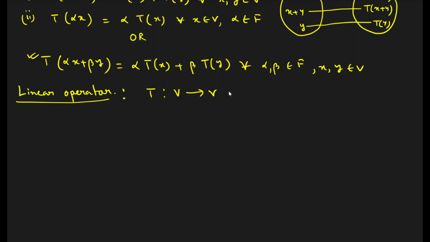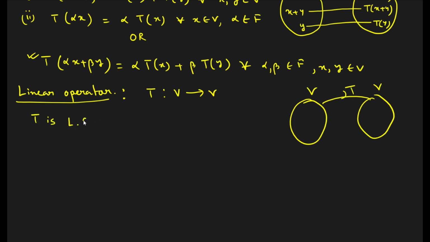If you take, suppose, R cube, then T will be from R cube to R cube. Domain and codomain what? Same. So if this is V, this is also V. Then this particular function T is a linear operator if T of alpha x plus beta y is equal to alpha into T of x plus beta into T of y. The condition is the same, but the difference is same vector space to same vector space. There is one more, which is called linear functional.